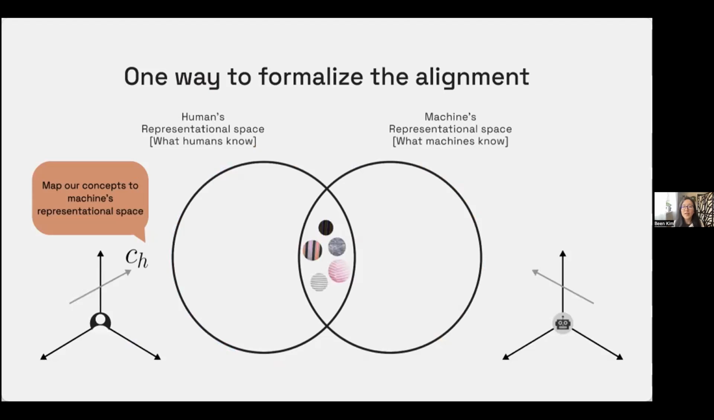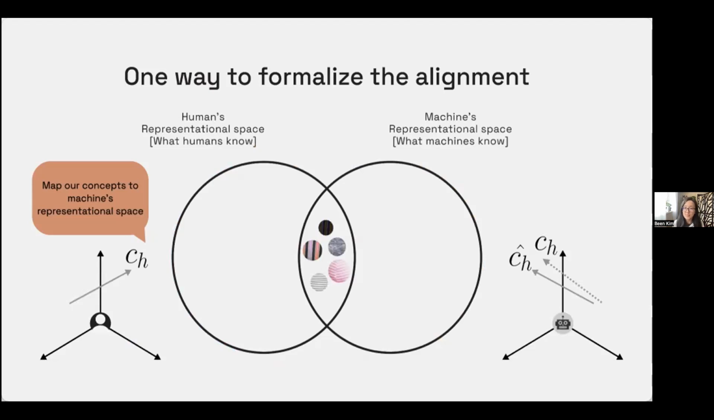And we have some finite samples of what striped means to humans. Now, assume that this concept is something that both humans and machines know and know how to represent. So stripes lives in this intersection of two circles. In other words, there exists a CH as a vector in the machine's representational space.